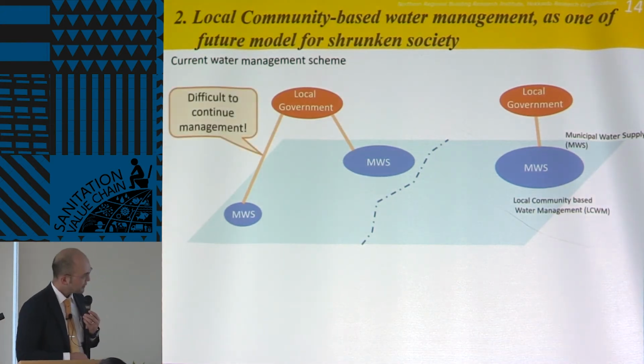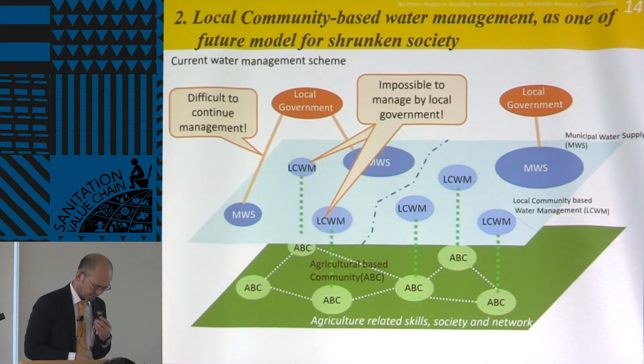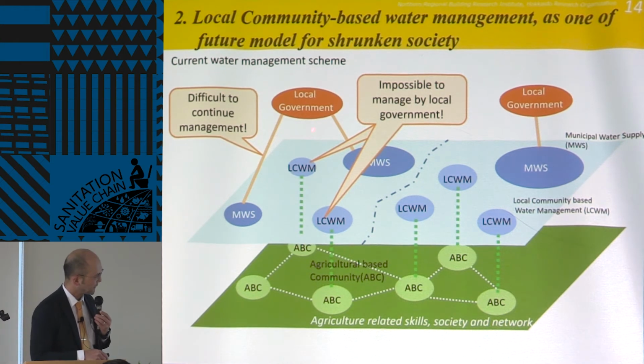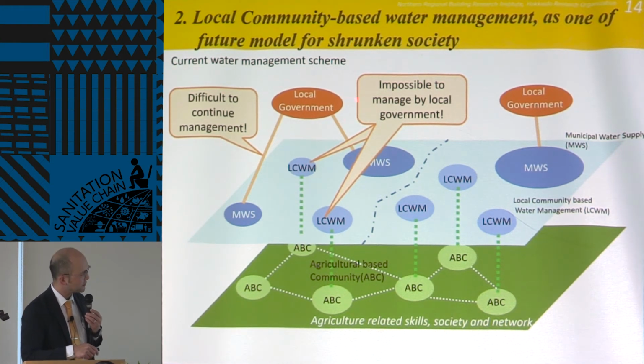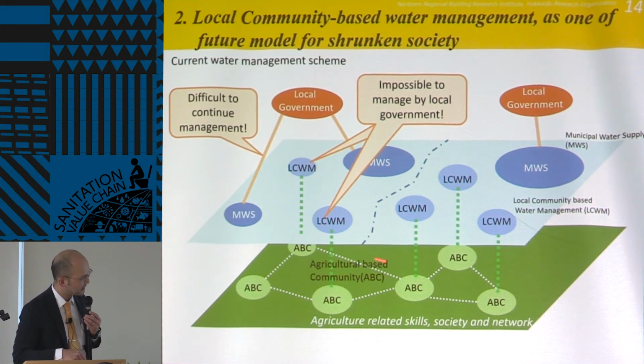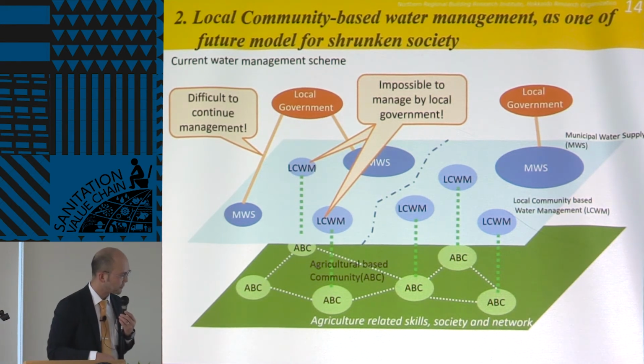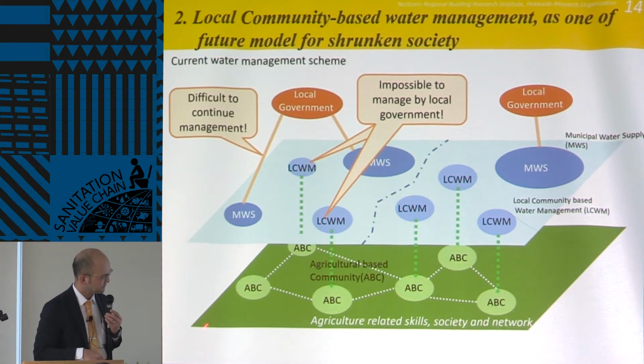And we drew the current structure of the water management system. The conventional water management system is managed by local government, but the local community managed water system is managed by themselves. It's based on the agricultural-based community, and they can use the machines and technology based on agriculture. So we also found this kind of structure.